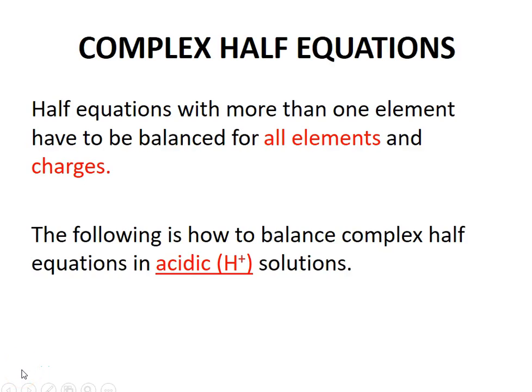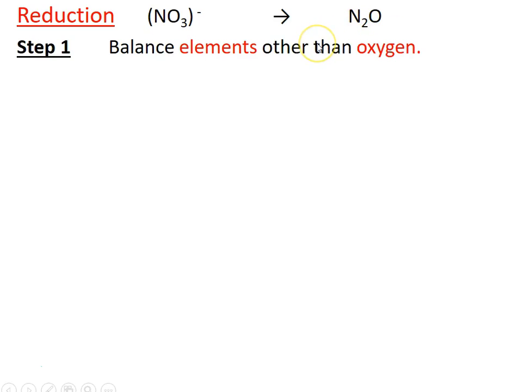Okay, this is what we do in year 11, how to balance complex half equations in acidic conditions. In year 12, we'll look at how to do it in basic conditions as well. So what you're doing is balancing it when you've got more than one element, and you have to balance all the elements that are there and the charges. So the example that we'll use is nitrate ion going to dinitrogen monoxide.